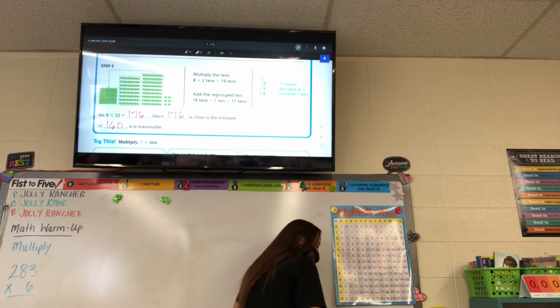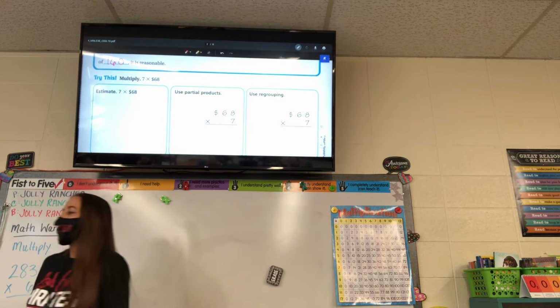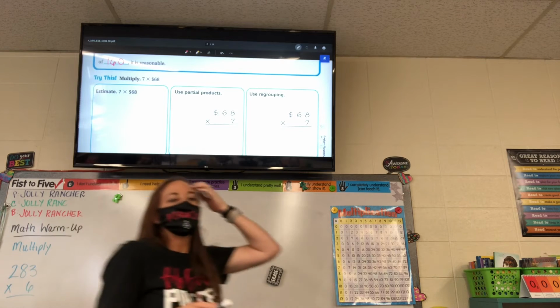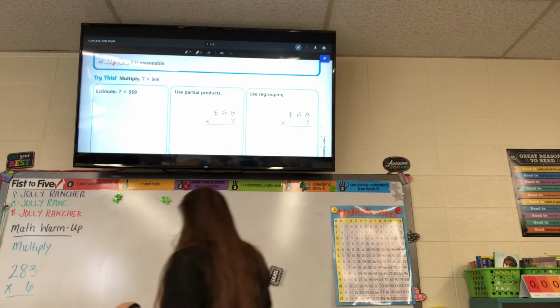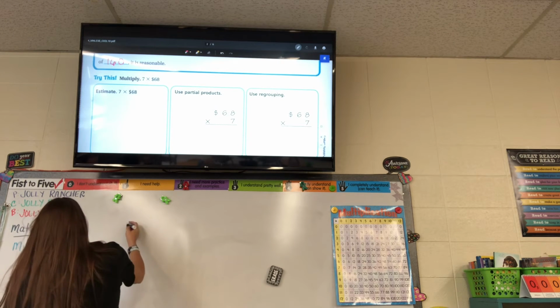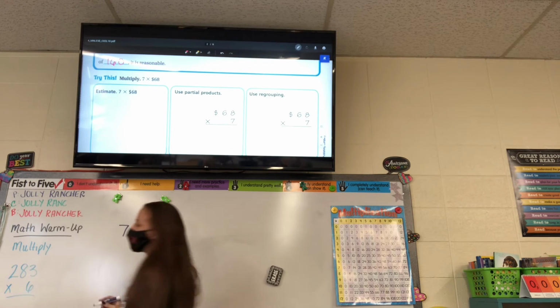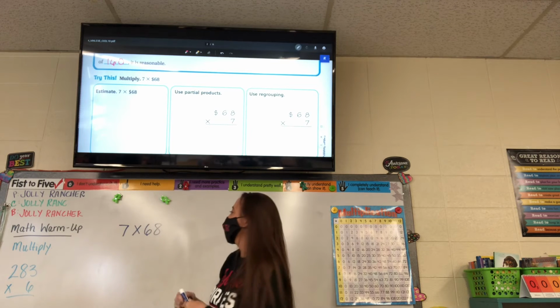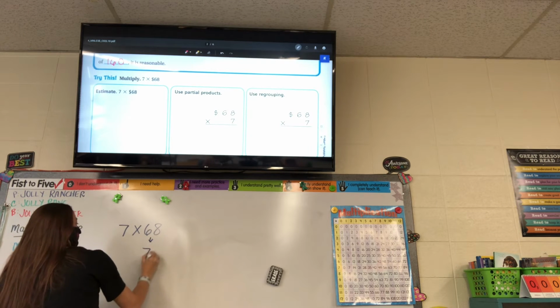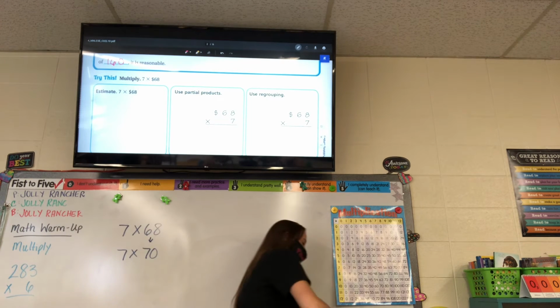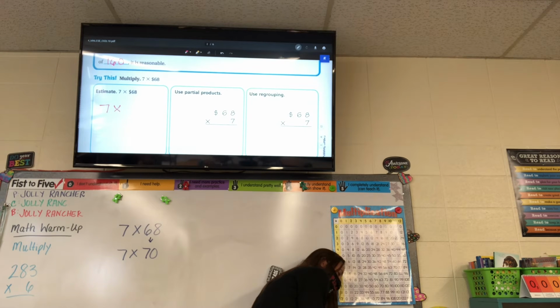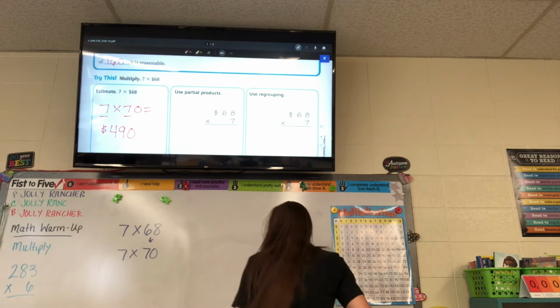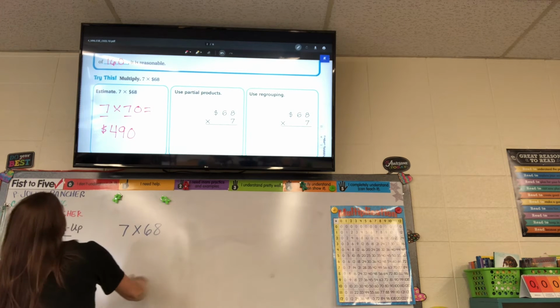Okay. So we're multiplying 7 times $68, okay? So 7 kids each have $68. Visualize that. And they're trying to figure out how much money they have all together. So first, we have to estimate. What does 68 round to? Step 1, round, which 68 is 70. Step 2, multiply. So 68 turns into a 70. 7 times 70. What's our basic fact? 7 times 7. 7 times 7, good, which equals 49 with a 0 behind it. And then we got to put the little dollar sign, right? So that means that these kids have about $490.